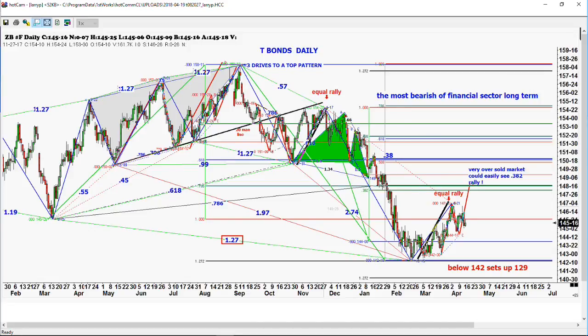But you had an equal rally during October and November, exactly the same as we had during February and April. I don't know what else you can do. It stopped at the 382 retracement and is now heading down. Folks, below 142, that sets up an ABCD structure that takes you to 129. That's going to take the 30-year bond to a little over almost 4%. And when it gets to 4%, it's going to light up some candles there at the corner of Wall and Broad. That's my opinion anyway.